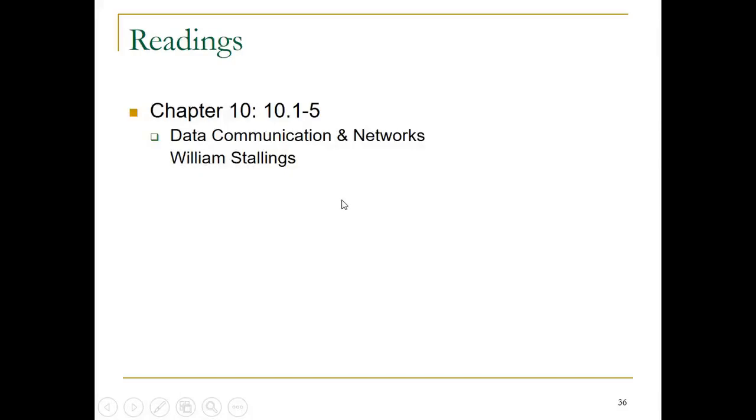So with that said, we've covered chapter 10, from 10.1 to 10.5, which will be the required reading in the textbook. So if you want to get an in-depth understanding of what the switching concept or theory is all about, this chapter deals a lot with that. Okay, so that should do it for this lecture, which is lecture 4.